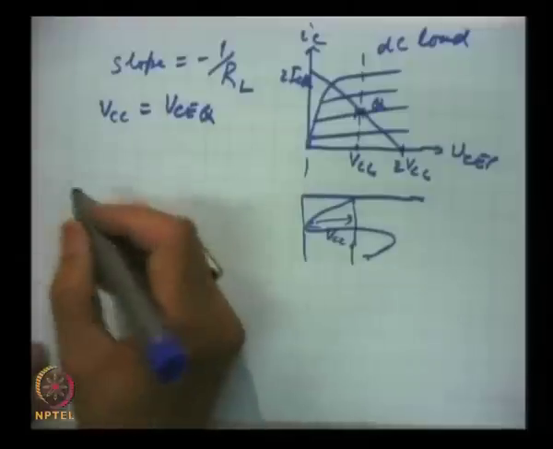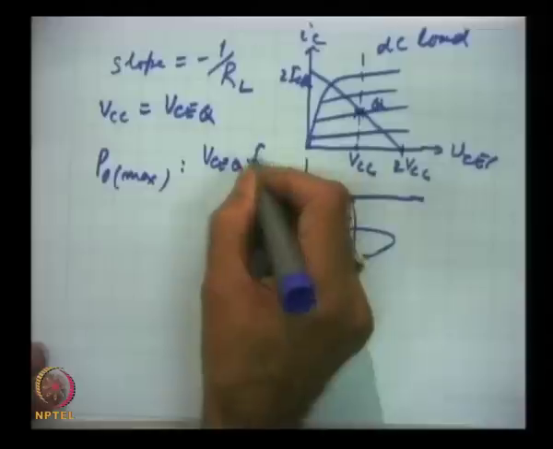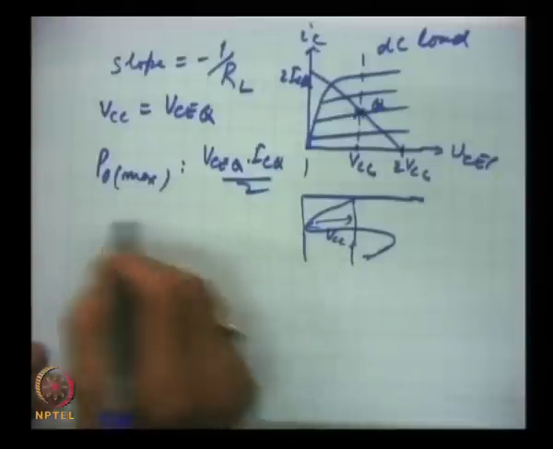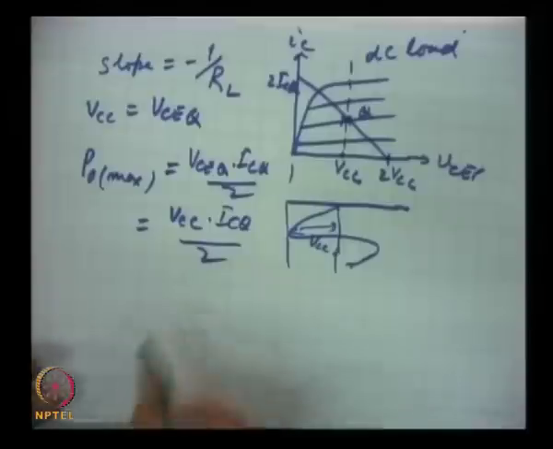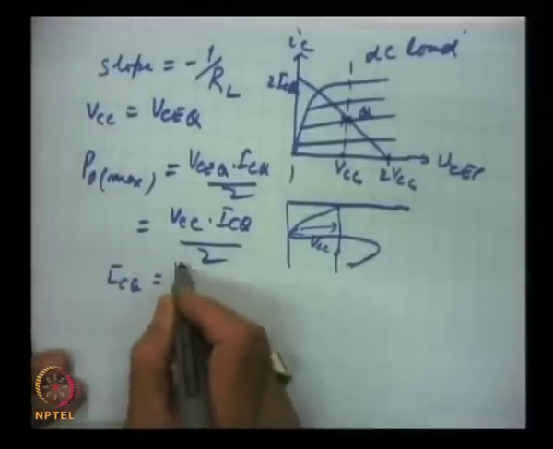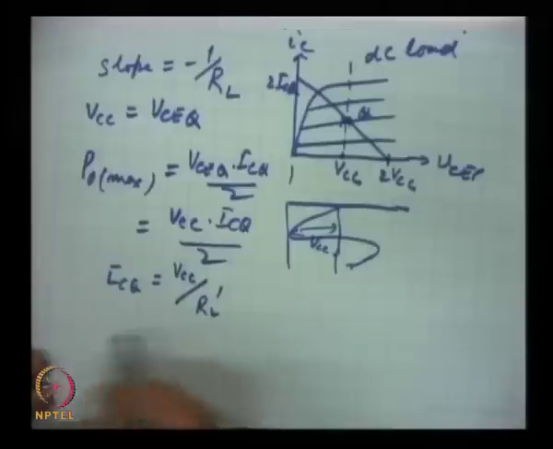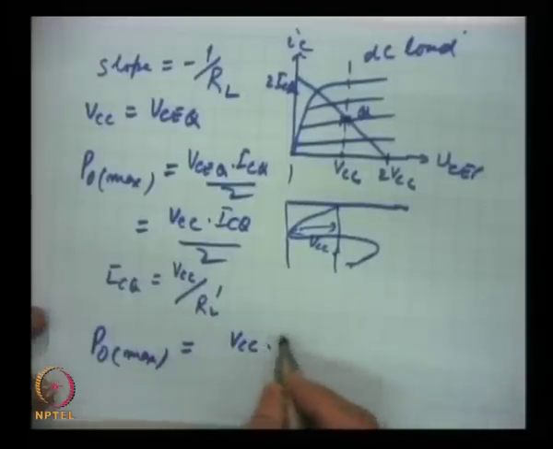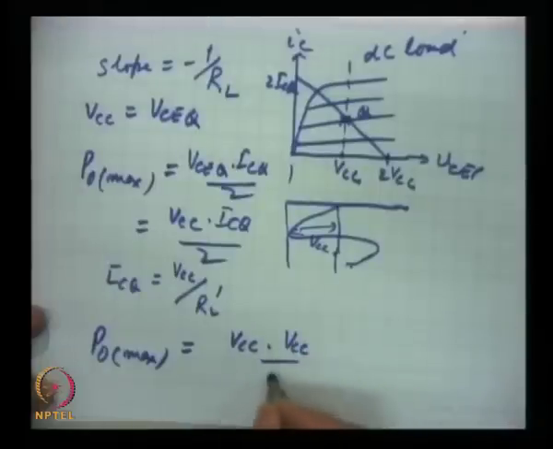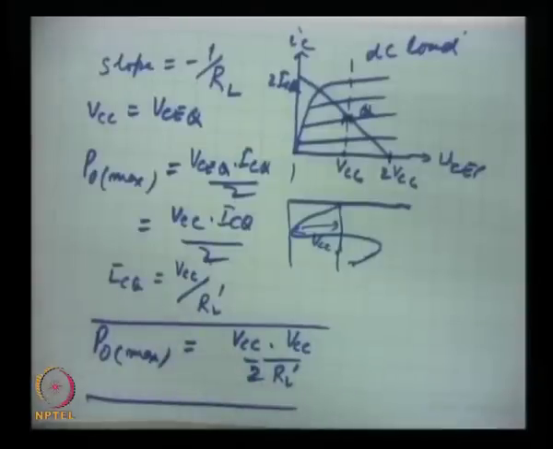and the AC power, as we have done above, this was VCEQ ICQ by 2, and because these are equal, so this can be written as VCC into ICQ by 2. And ICQ is equal to VCC by the effective load, which I wrote RL prime. So the AC power becomes, we substitute for IC, PO maximum is VCC into ICQ, and for ICQ we write VCC by RL prime and 2, this 2. So this is, for the transformer coupled class A amplifier, the maximum output power.